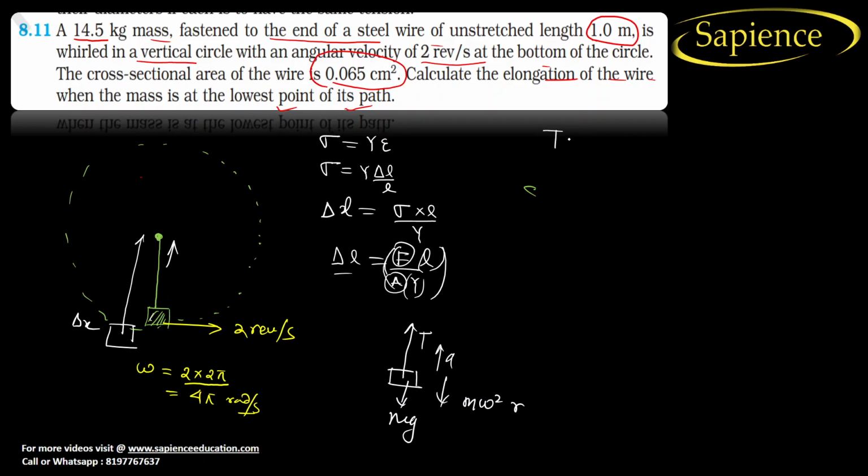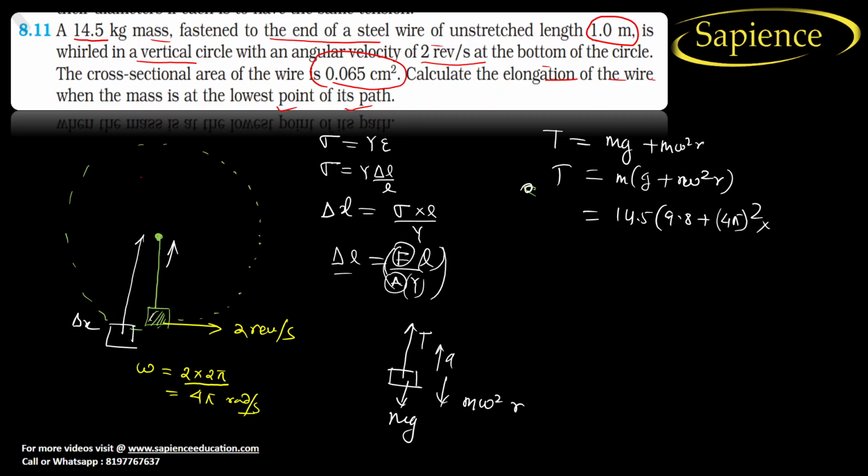So finally we have tension T is equal to mg plus m omega square into r. Tension will be the only acting force here. So tension finally is equal to m into g plus omega square into r, since mass is common. Now m is 14.5 kg, g is 9.8 plus omega square, meaning 4 pi whole square, into what is the radius?